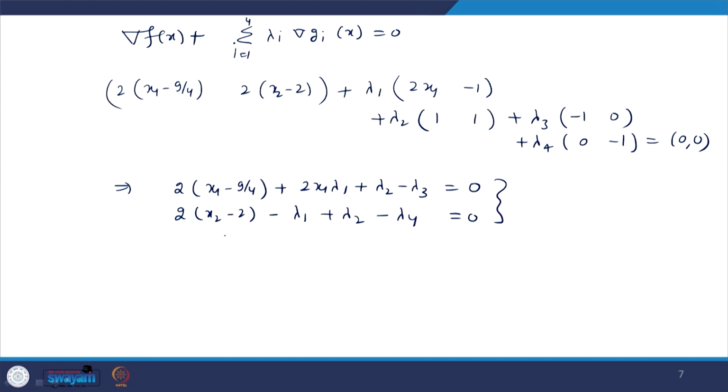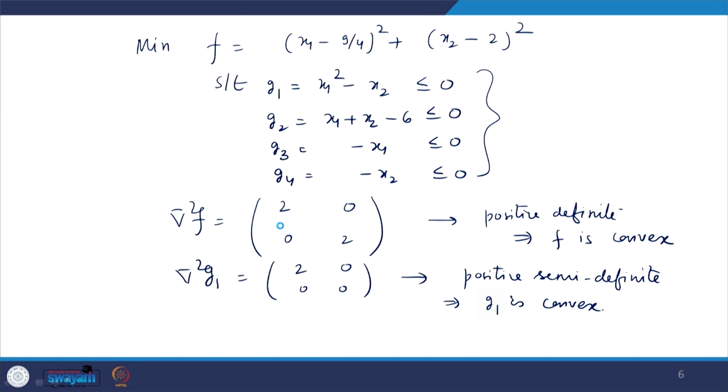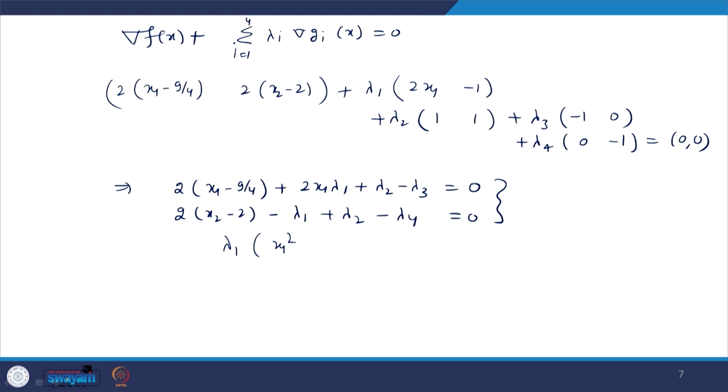So, the complementary condition is lambda 1 times the first constraint. The first constraint is x1 squared minus x2, which is equal to 0, which is equal to lambda 2 times (x1 plus x2 minus 6), which is equal to lambda 3 x1, which is equal to lambda 4 x2, and lambda 1, lambda 2, lambda 3, lambda 4 all must be greater than or equal to 0.